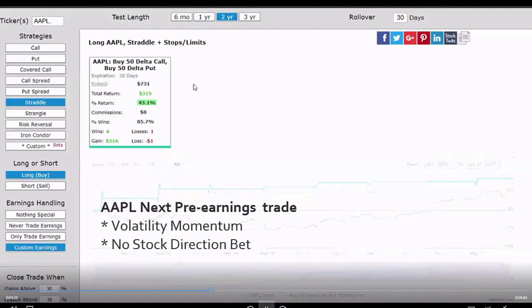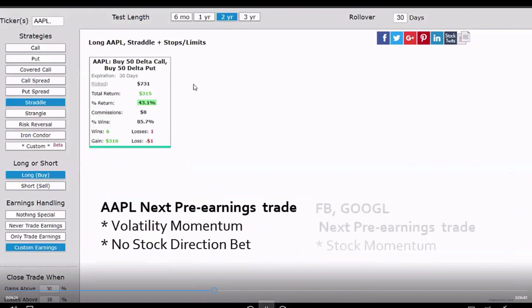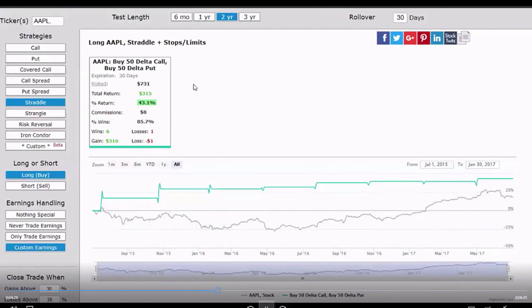All right, so now we have our Apple pre-earnings trade, which is non-directional, and we can add that to our Alphabet and Facebook trades. Now this was slightly more advanced, which is to say this was buying a straddle rather than a call. So we didn't make a directional bet, but we did make a volatility bet. We got long volatility.